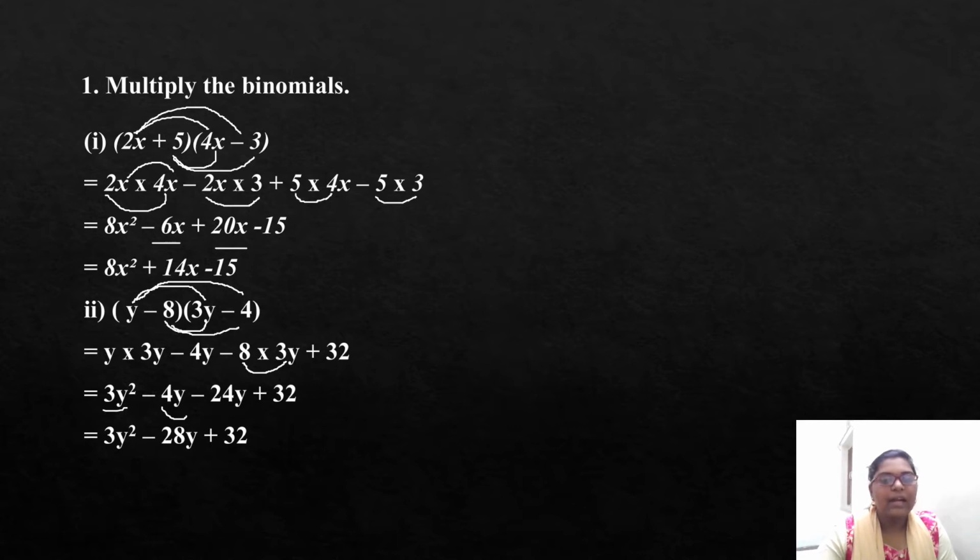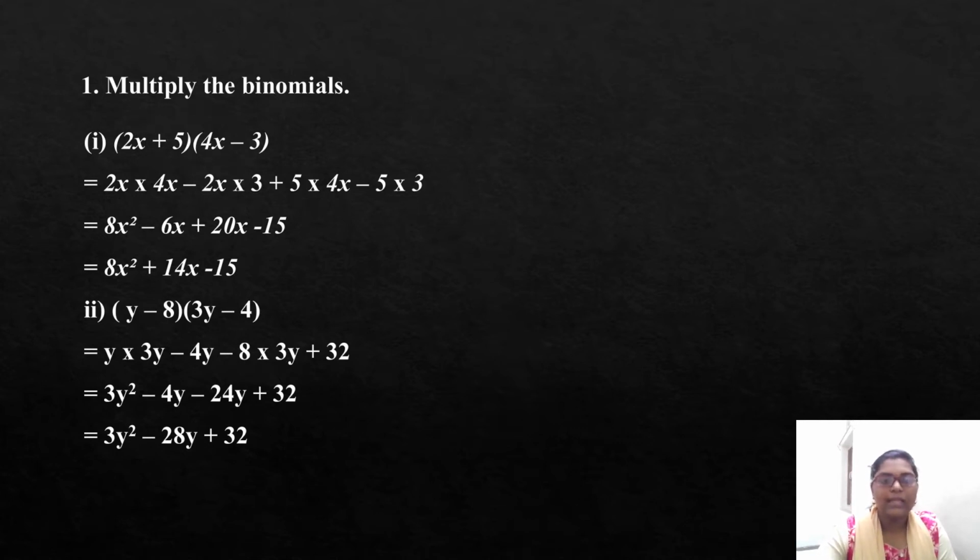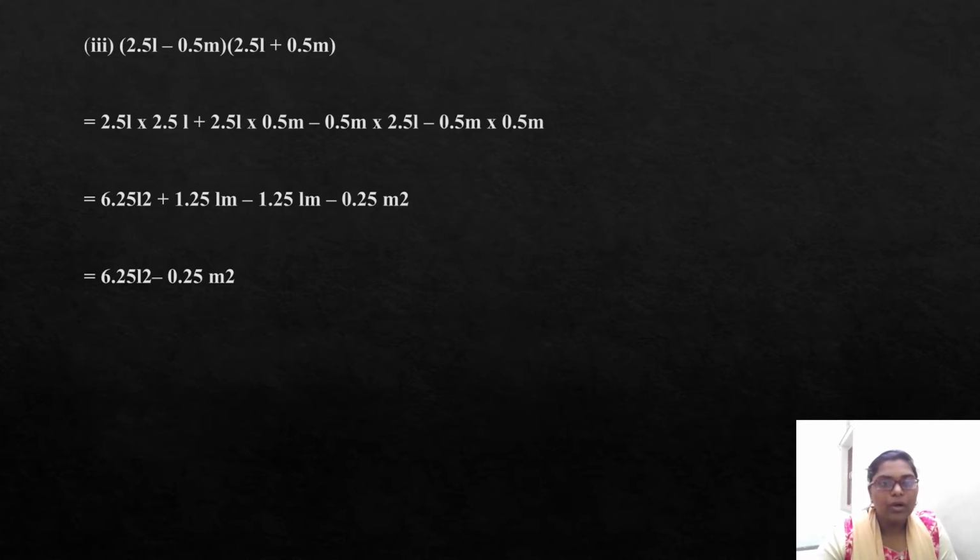Is it clear? The only thing you have to remember is that term by term we have to multiply. First term we have to take and multiply with all. Second term we have to take and multiply with all. So now your third subdivision.